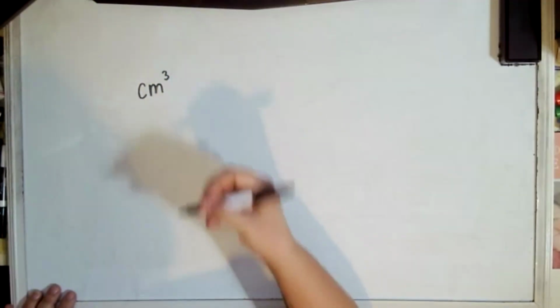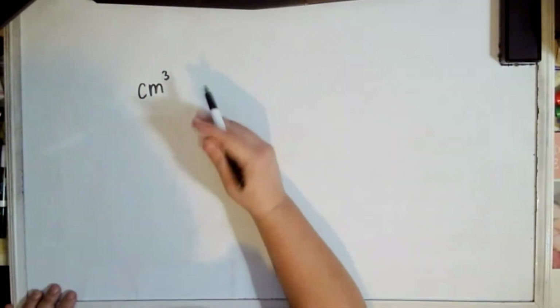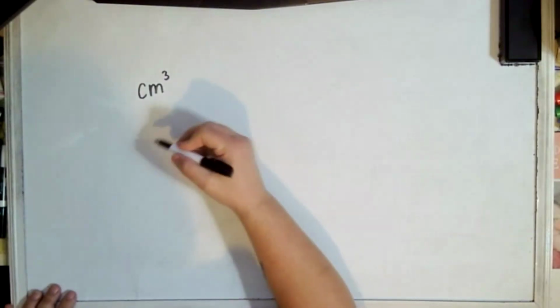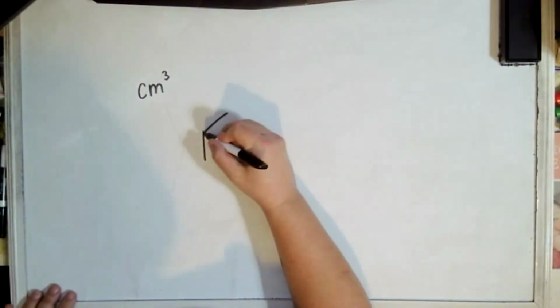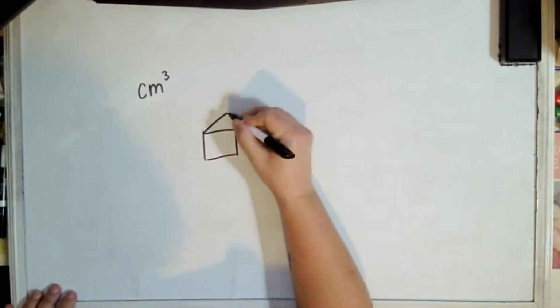Now, the cubic centimeter unit is written out literally as the centimeter unit with the exponent of 3. Okay. Let's say that you have an actual cube that you're looking at. Oh boy, I'm going to draw this out.